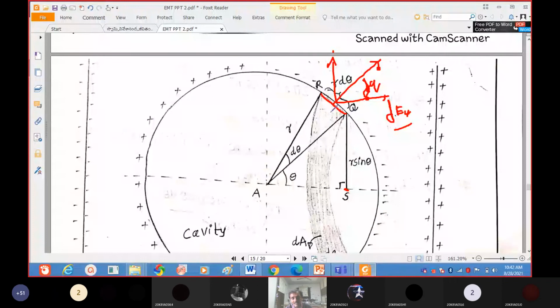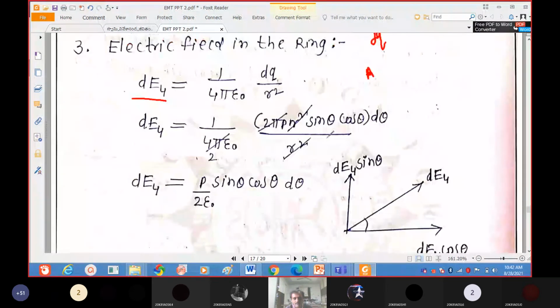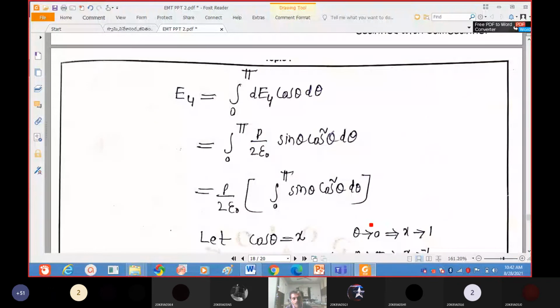This electric field is only due to this small charge dq. So if you want the total electric field, what we have to do is take the integration from 0 to pi, in all directions. So the electric field in all directions equals the integral from 0 to pi of dE4 cos theta d theta.